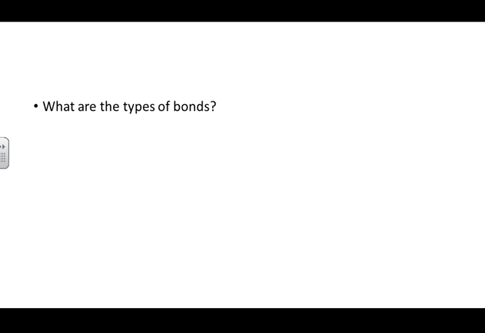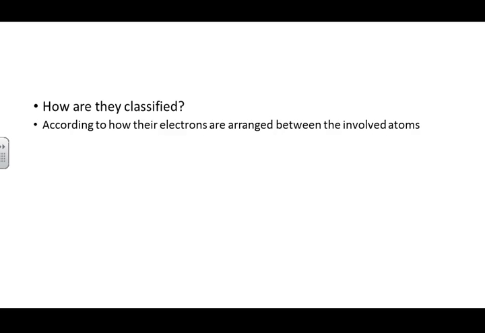So when atoms bond, we can classify the types of bonds that form. There are three types of bonds that include ionic, covalent, and metallic. We'll have a section in upcoming videos on both ionic and covalent bonds with some discussion of metallic, but very little. So how do we classify ionic versus covalent versus metallic bonds?